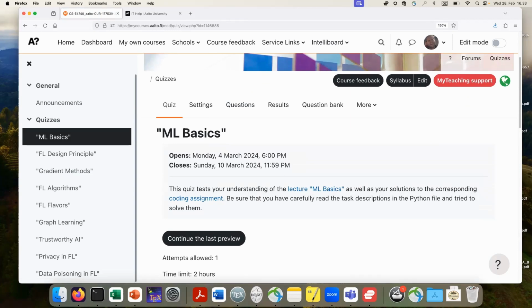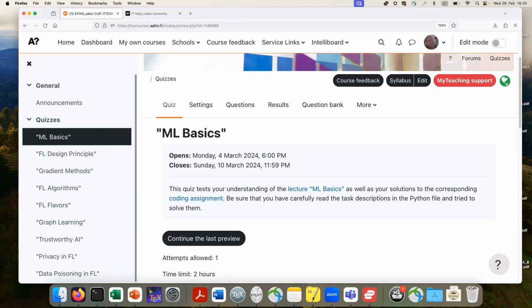This quiz, Machine Learning Basics, starts on Monday. Maybe I'm considering opening it a bit earlier, so you get a bit more time for the first quiz to get used to the format. And the quiz tests your understanding of the lecture. So if you carefully follow the lecture, you should have no problem answering the theory questions in the quiz, and it tests your solutions to a coding assignment.